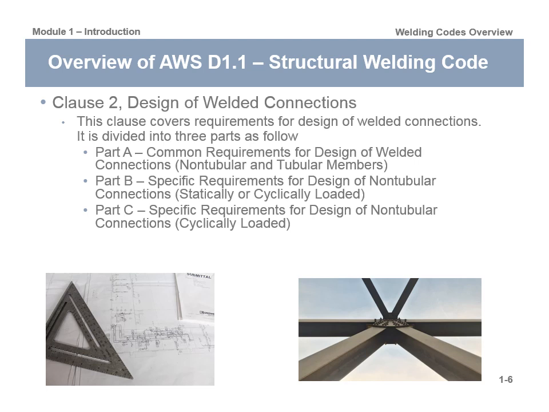Clause 2, design of welded connections. This clause covers requirements for design of welded connections. It is divided into 3 parts as follows. Part A, common requirements for design of welded connections, non-tubular and tubular members. Part B is the specific requirements for design of non-tubular connections, statically or cyclically loaded. Part C is the specific requirements for design of non-tubular connections, cyclically loaded.